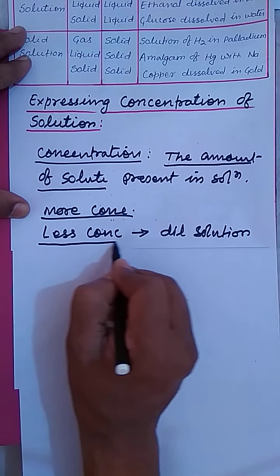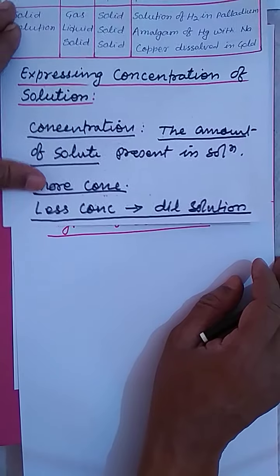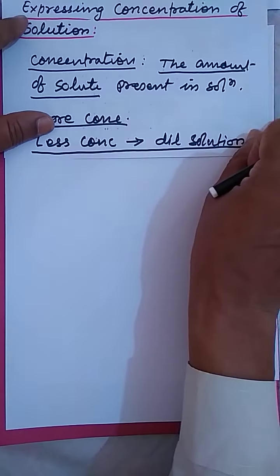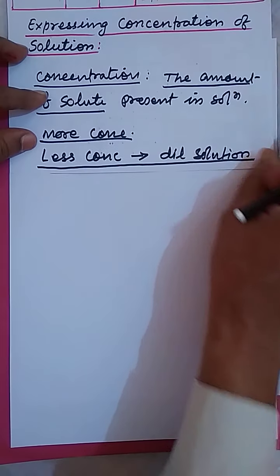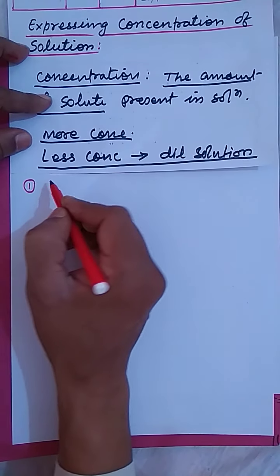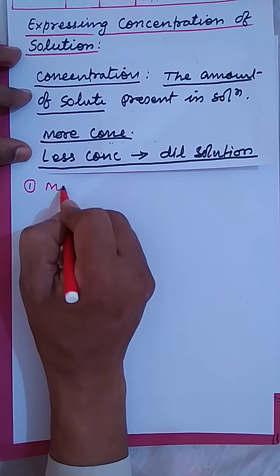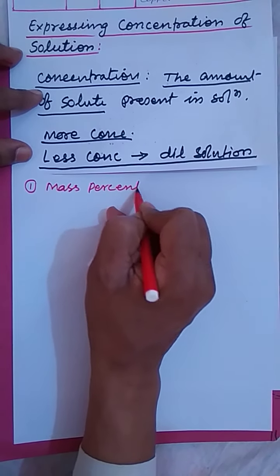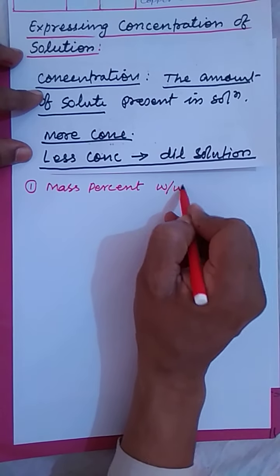So how can we express the concentration of solution? So many methods are there, and you have seen in previous class also, I think in class 9 or 11. So first one is your mass percentage. First one is we can express the concentration in terms of mass percent, right? And in abbreviation we write W by W.